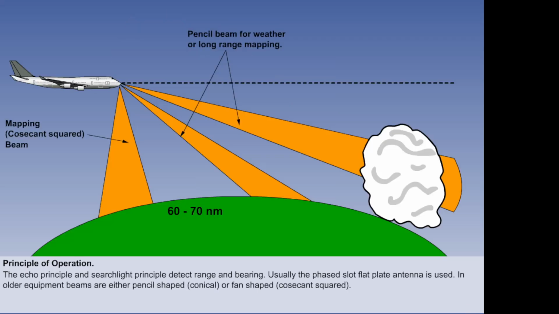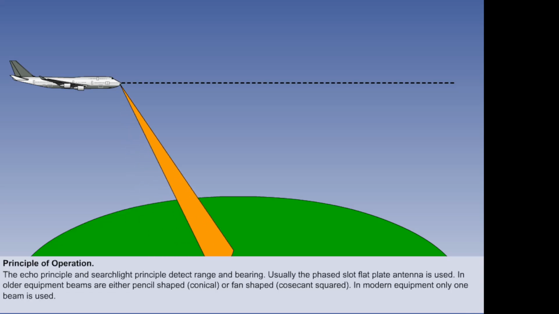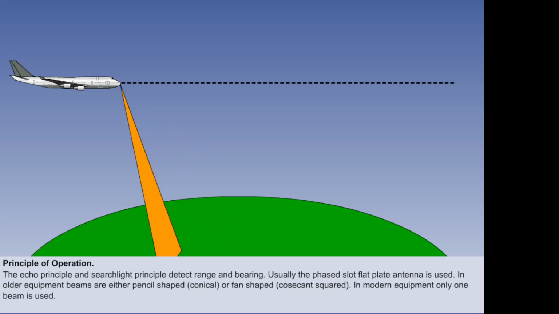In older equipment, two types of beam are produced. The conical or pencil-shaped beam is used for weather and long-range terrain mapping, whilst the co-secant squared or fan-shaped beam is used for short-range terrain mapping, that is, out to 60 to 70 nautical miles. In modern equipment, only one type of beam is used for both functions, and the scanning angle is changed as required.